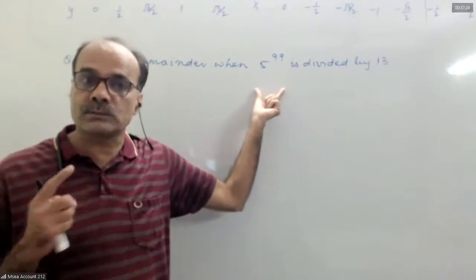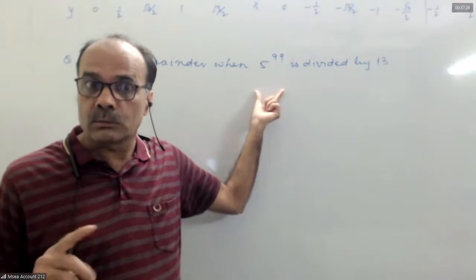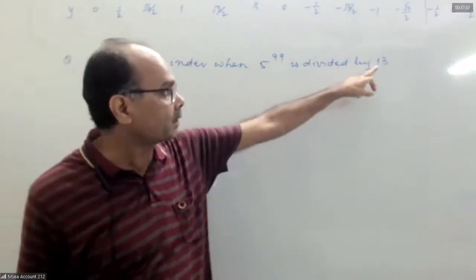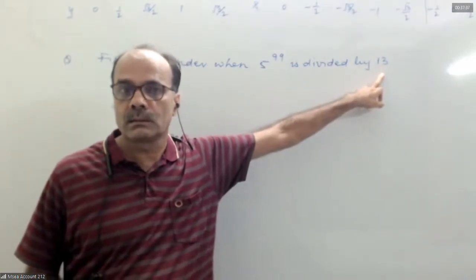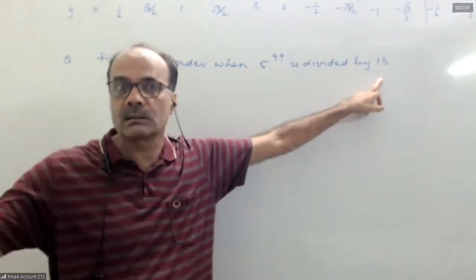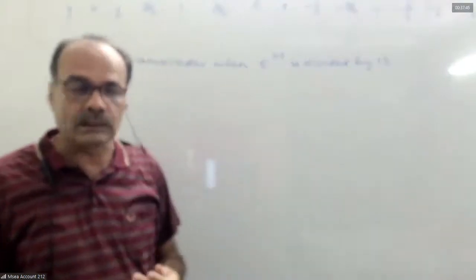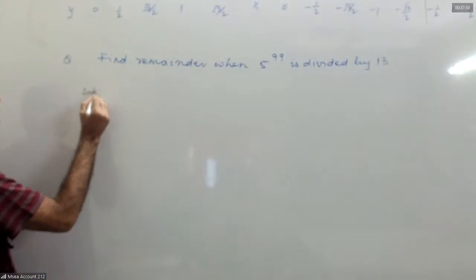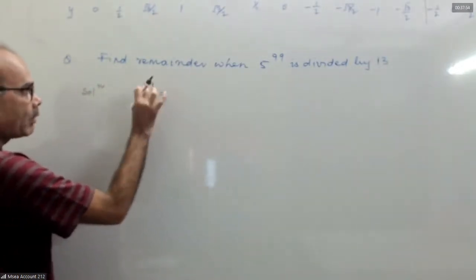So 5 square is 25. I can write 26 minus 1. And 26 is divisible by 13, and now if we expand that, except the last term, all the terms will be divisible by 13. Look here. 5 to the power 99, this is odd.